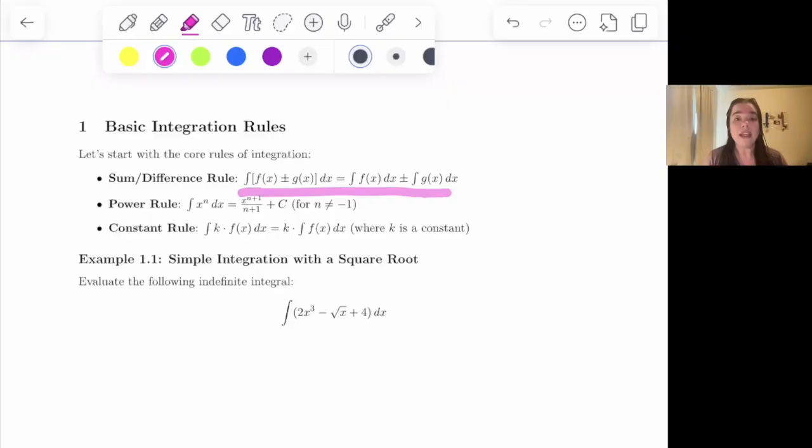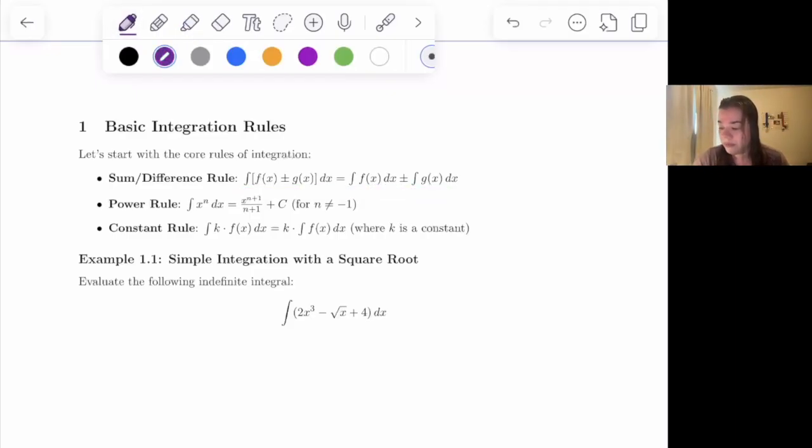Be careful, if terms are being multiplied or divided, you may not treat them separately. You need other rules to integrate products of functions or quotients of functions, and those are more complicated rules that are going to come in your class as you continue learning.